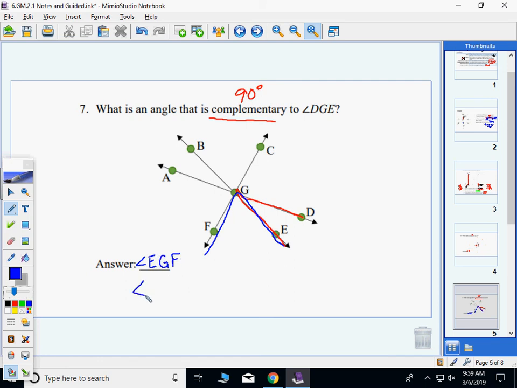If you put angle FGE, that's fine also because it's still the same angle. You just have to make sure that G's in the middle, okay? So it won't be counted wrong if you put that versus that. It just has to have the G in the middle, okay? Do you have a question? Yeah, what if you did DGC? Isn't that the same thing, just the other way? Well, it is, but it doesn't make a right angle with this one. It does make a right angle, but it's not related to this one with the right angle. So, good question.